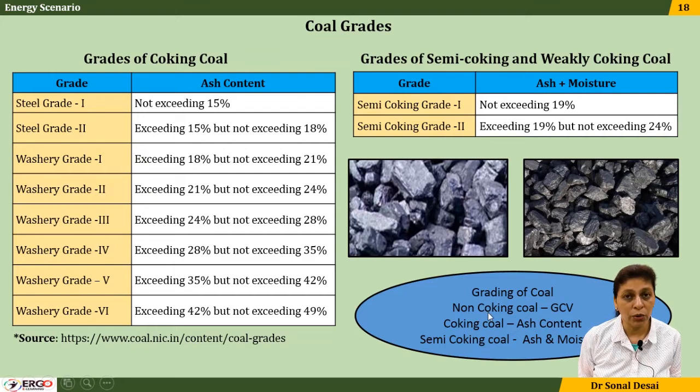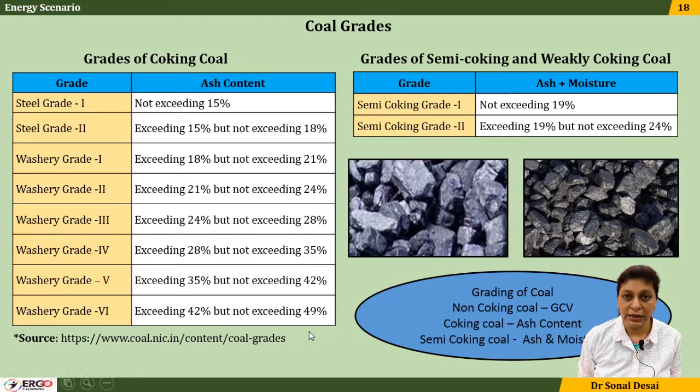Coking coal here means that when we burn the coal in the absence of air, if no residue forms, we call it non-coking coal. If residue forms, it is coking coal, and if it forms partially, it is called semi-coking coal. Grading of coking coal is based on ash content, and grades 1 to 6 are given. When the ash content is more than 15%, it is steel grade, and as the percentage keeps increasing, the grade number also increases. Grade 6 coal has more than 42% and up to 49% ash content.